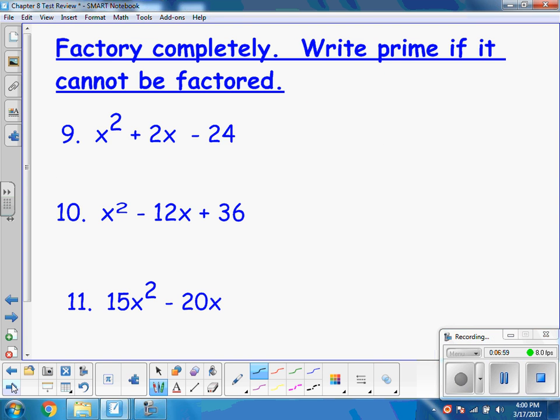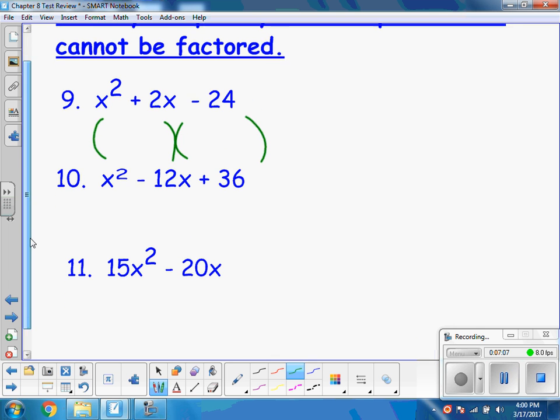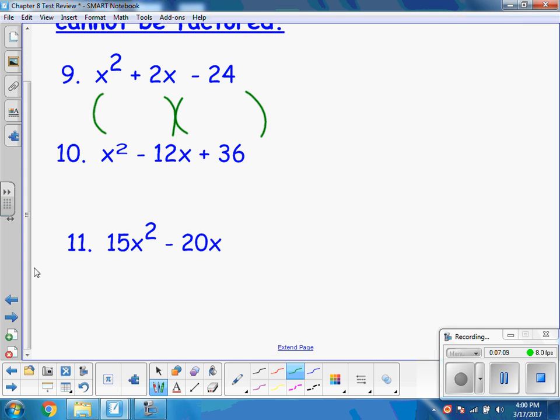Factoring completely, write prime if it cannot be factored. These first couple, I'm going to just do some guess and check. Why don't you go ahead and press pause? I will do that too, and let's work these out. So 9, 10, and 11, look for the GCF. Make sure you look for the greatest common factor right away. First thing, press pause and try it out.